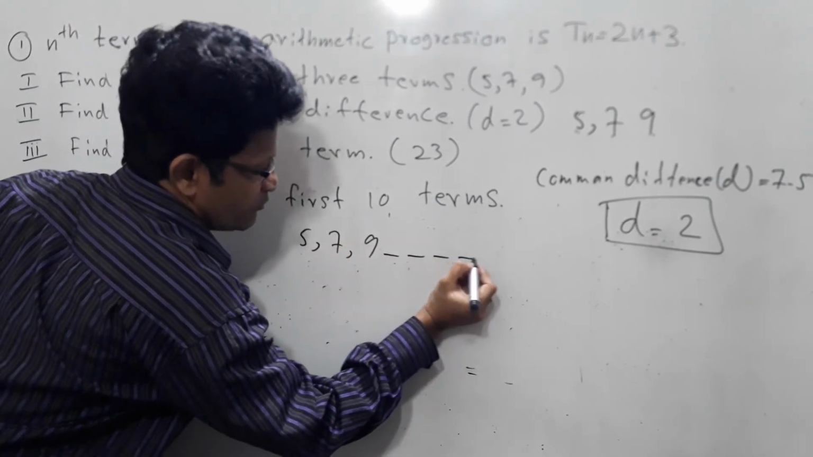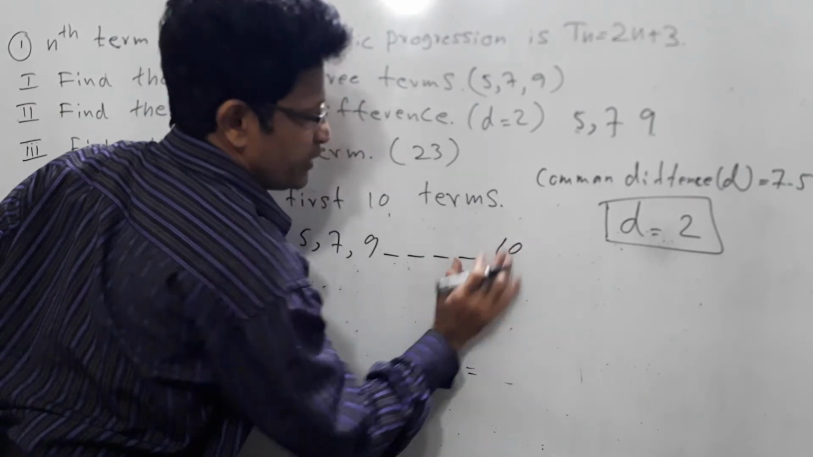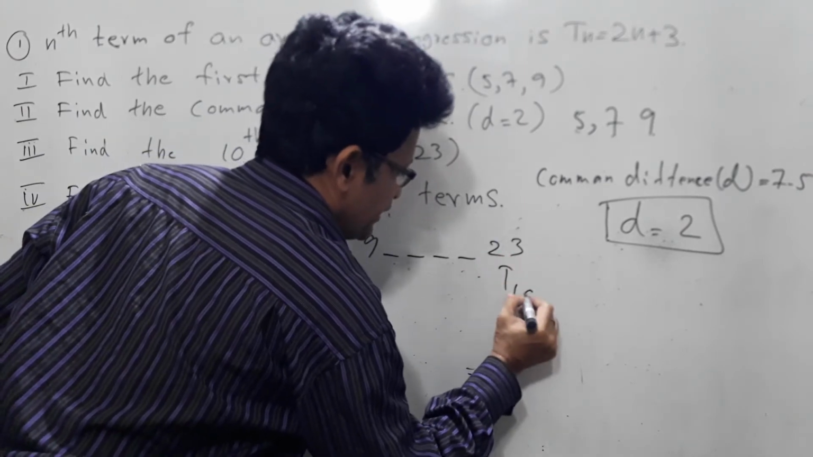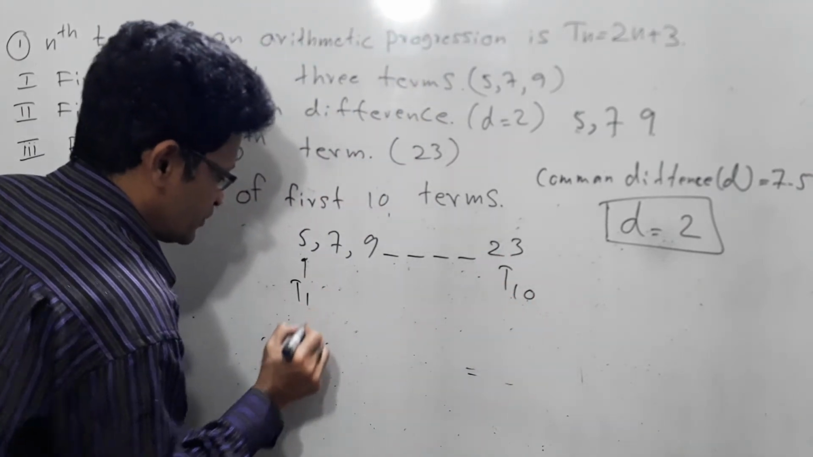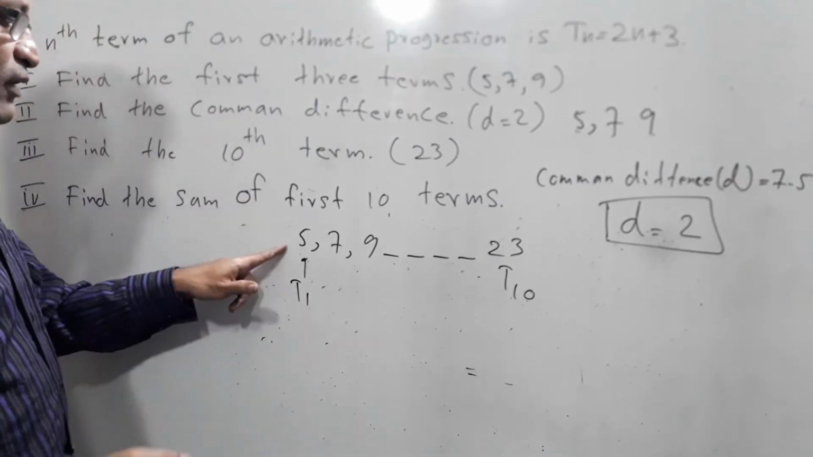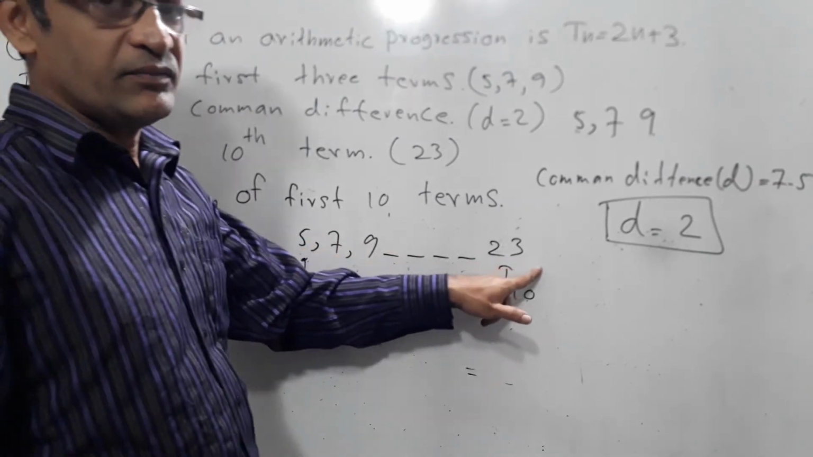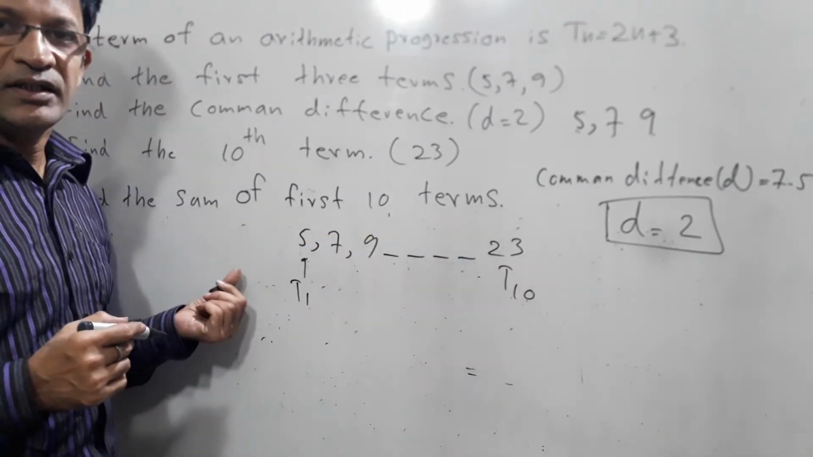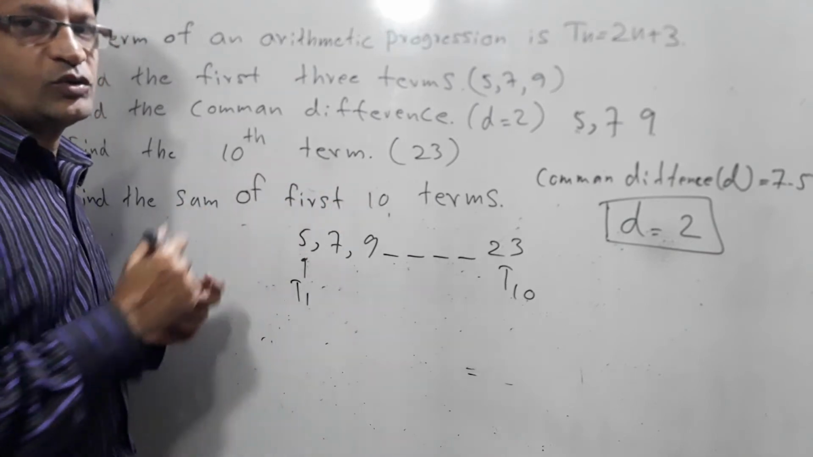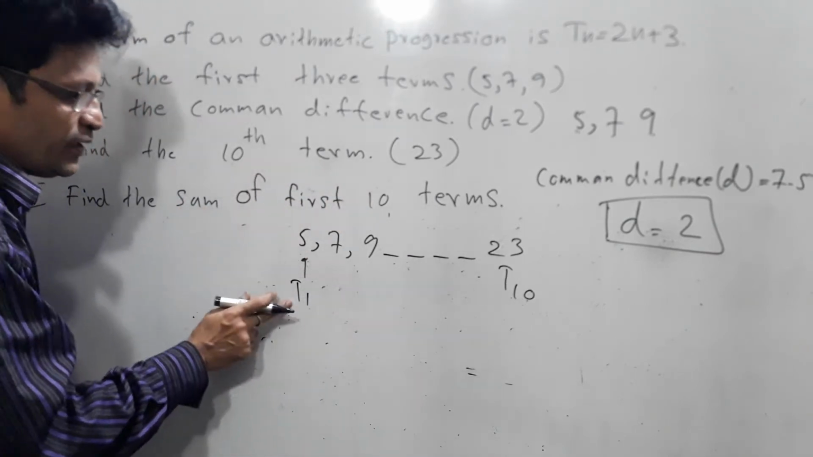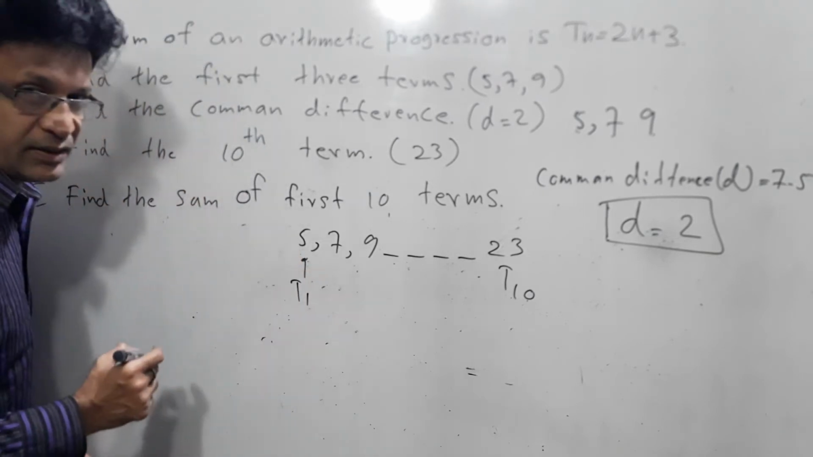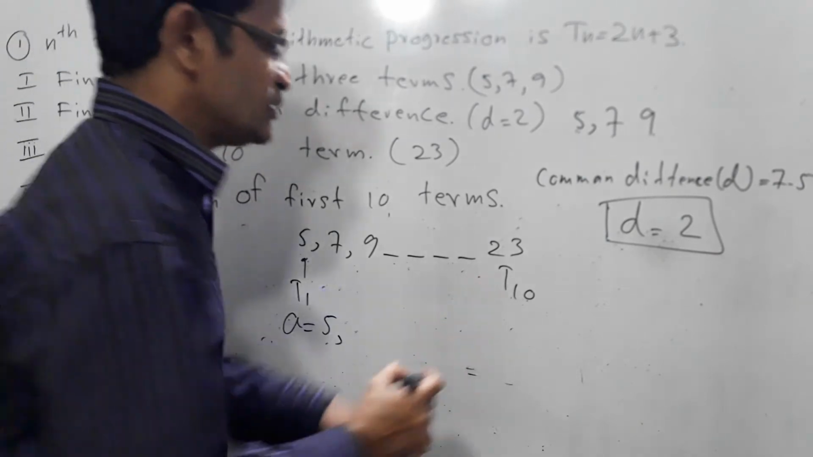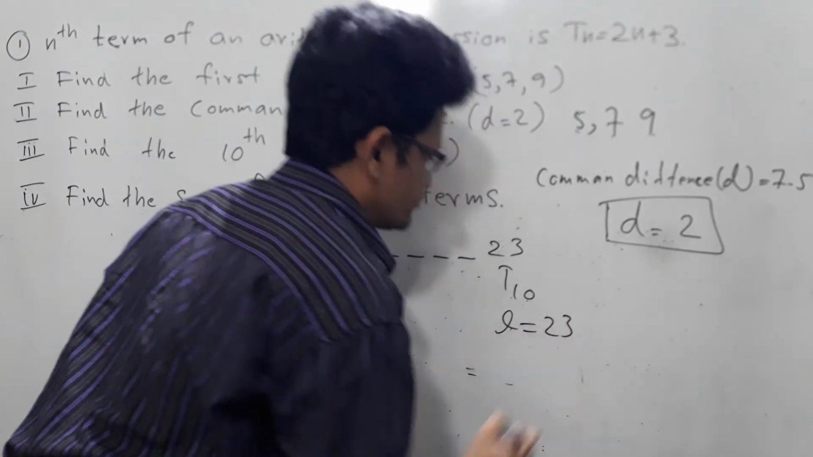And there are a few more terms. The 10th term is equal to 23. So this is T10, and this is T1. The first term is 5, the last term is 23. If you know the first term and the last term, we can find the sum of the terms in between, including those 2 terms also. The first term we call A, so A equals 5. This is the last term, so L equals 23. Clear?